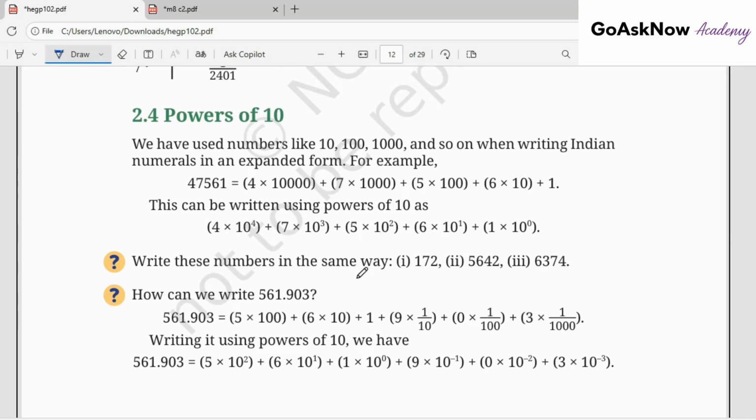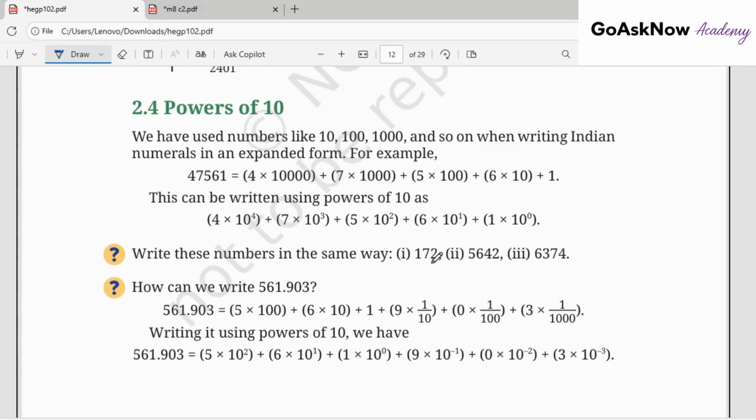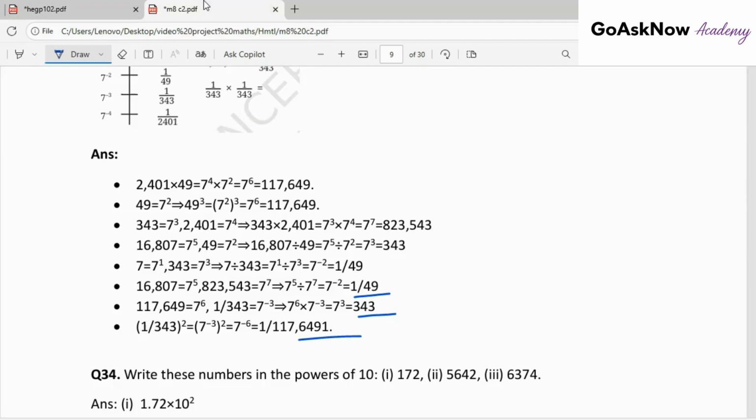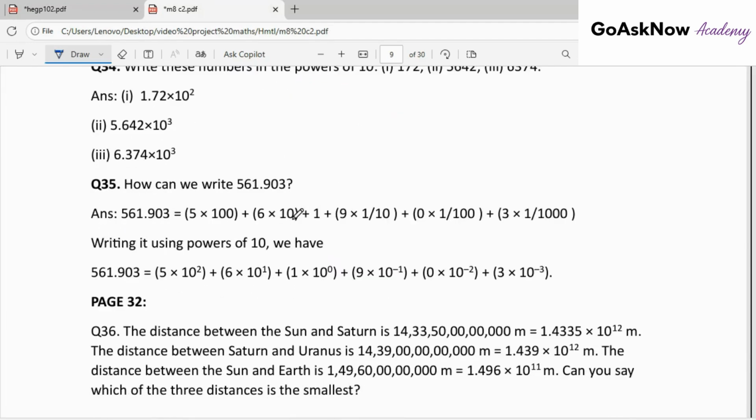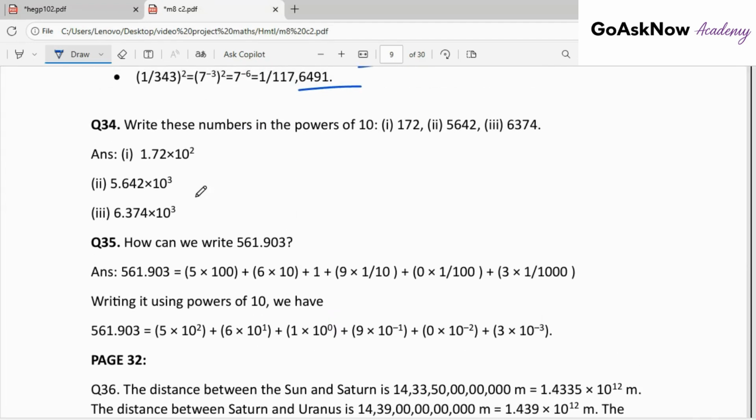Write these numbers in the same way. That is 172, 5,643. Let us do that. The first one is 1.72 into 10 power 2, and the second we can write as 5.643 into 10 power 3. The third one is 6.374 into 10 power 3.